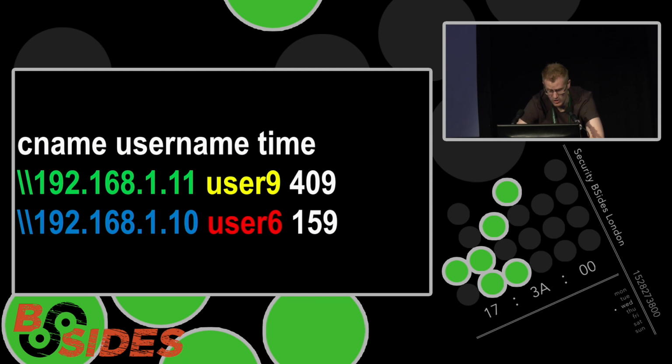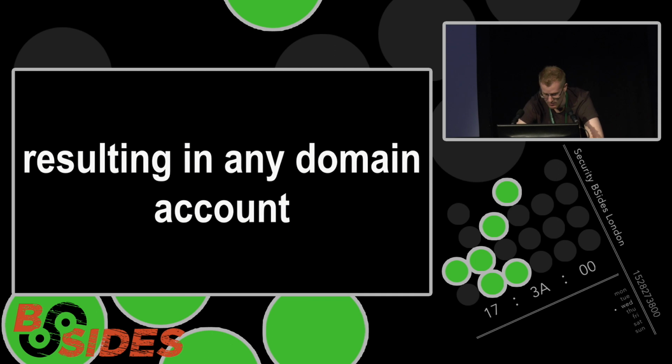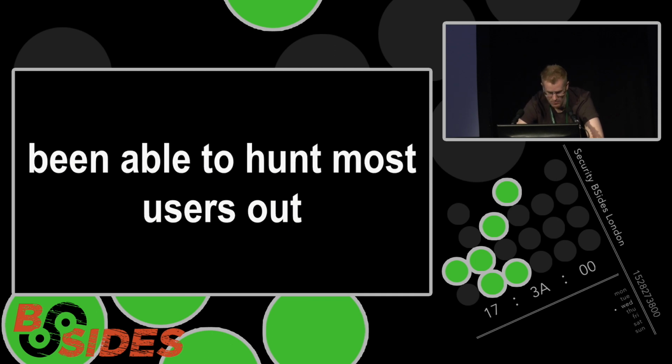But you can see there, user 9 is on the machine ending 192.168.1.11, and user 6 is ending on .10. Now, if you hit a share directory like this and you enumerate it, there's a good chance you might get a domain admin in there. So that is a way that a standard user can hunt out users without having local admin rights or domain admin rights, resulting in any domain account being able to hunt out most of the users.